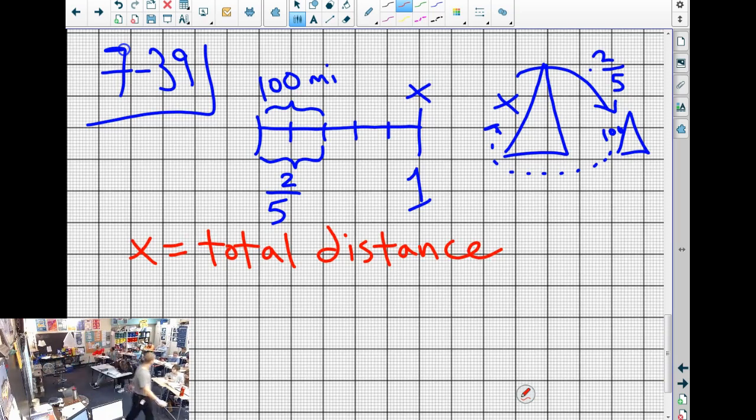Okay. Layla has identified correctly that in both diagrams, the X represents the total distance of the trip. For part B, we're looking for an equation that could do this. An equation. So, see if you can figure out an equation that will work for part B.